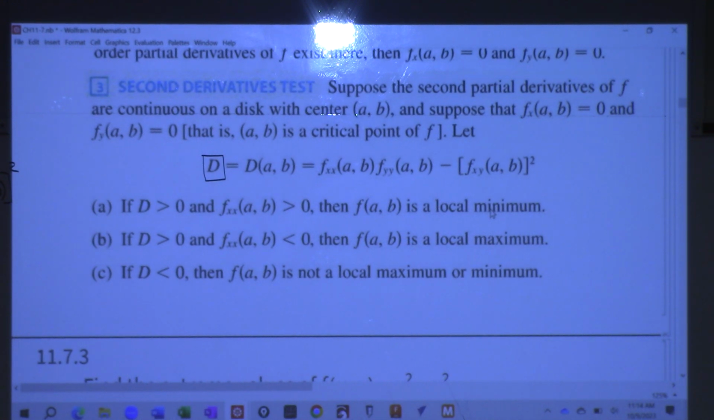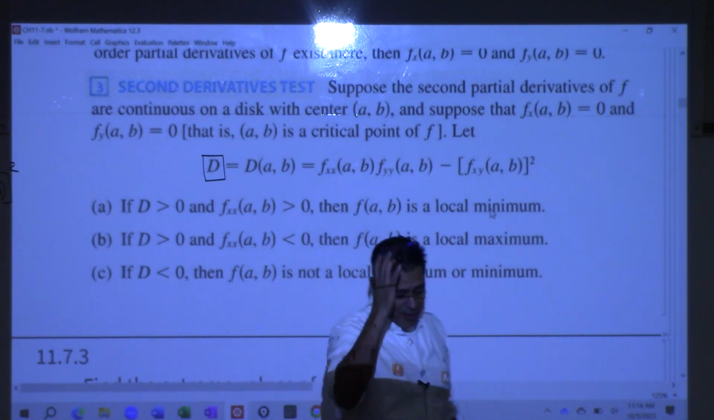It doesn't say it there, but I think if you scroll down, it'll say it. You have a saddle point, which means you're not at a local max or a local min.